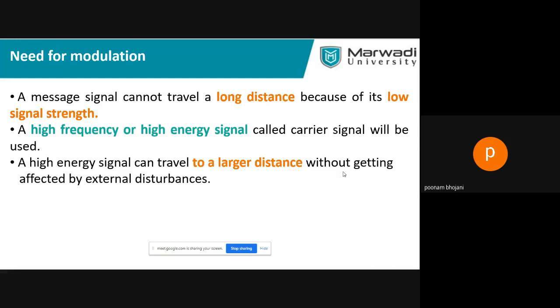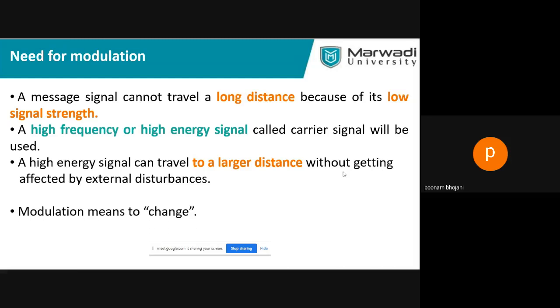And as this carrier signal is of very high energy, it can travel a larger distance, which is what we actually want. Whenever a high energy or high frequency signal is used, it will not be affected by external disturbances like noise, attenuation and interference. So it can travel a long distance easily. These three things are very important for understanding modulation, and why we are doing this analog to analog conversion.